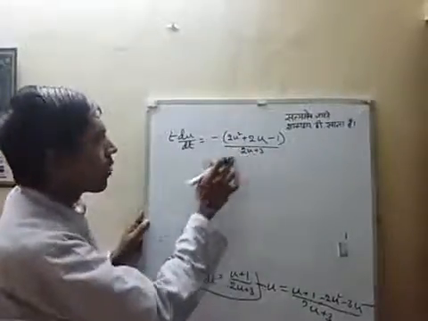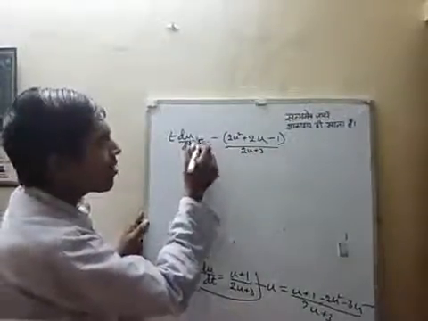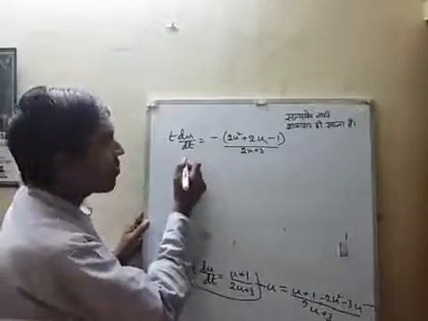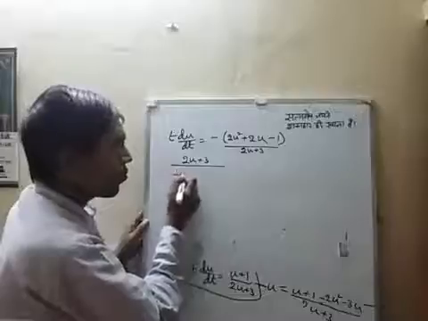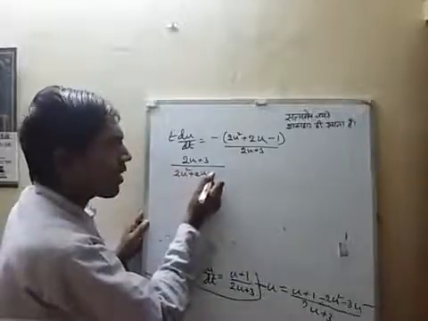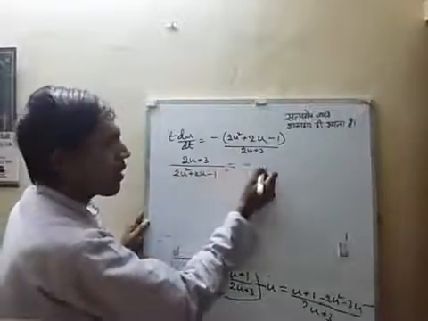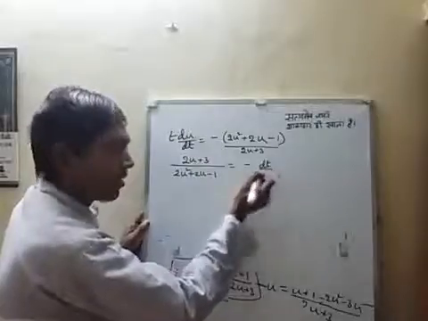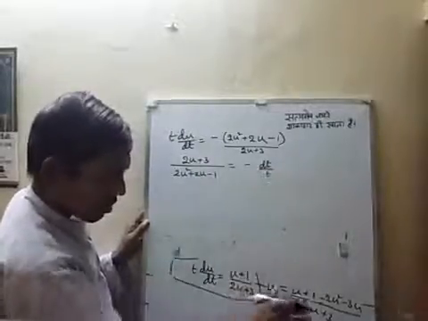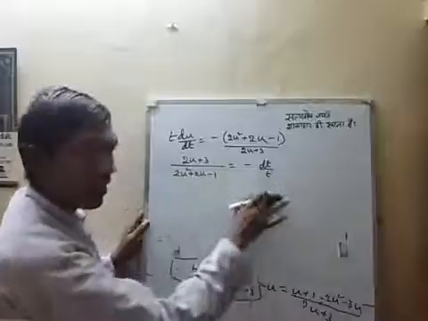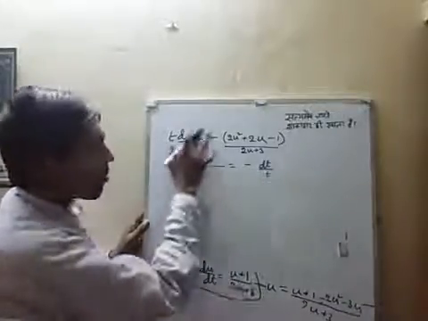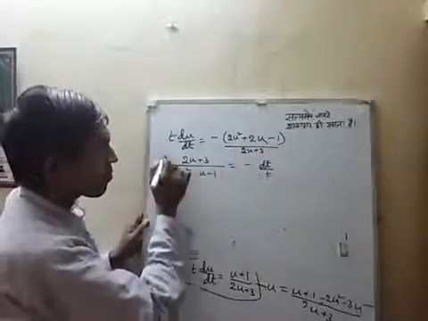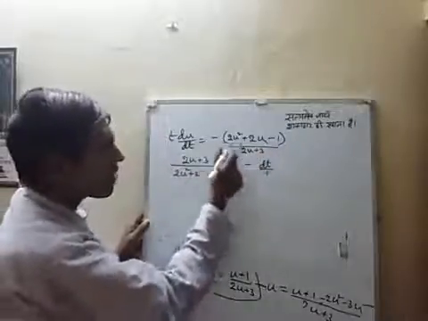Fine. Now let me just take cross multiplication. This will become 2u plus 3 by 2u square plus 2u minus 1 is equal to minus dt by t. Okay, dt by t. So once you have manipulated this, you have got this much. Now you can clearly see, and this side what is there?